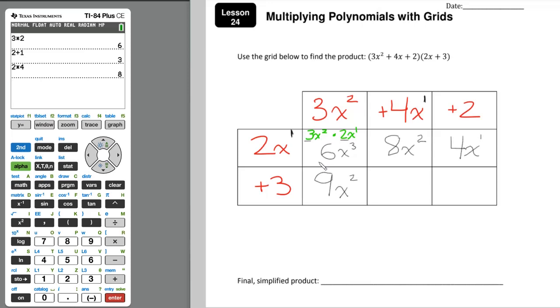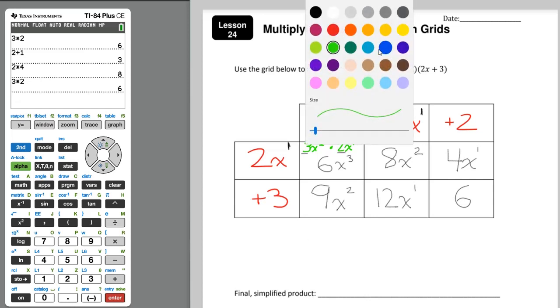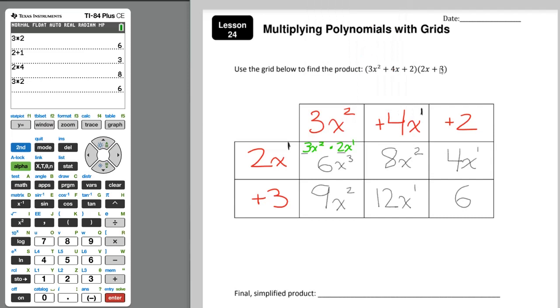Continuing on, positive 4 times positive 3 makes positive 12. And then I have x to the 1st power with nothing else being multiplied by it, so I'm going to leave it as x to the 1st power. Then my final problem right here, I have 3 times 2, which is just going to be positive 6. And if you recall, when we talked about combining, we're going to have some like terms here. It's always going to be the ones that go across from each other, but you can always look for them on your own.